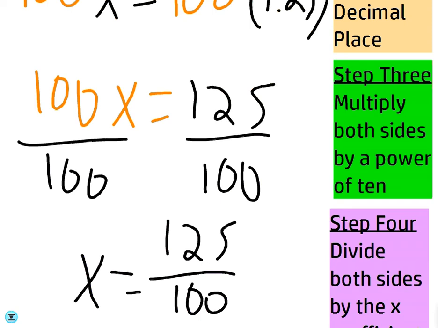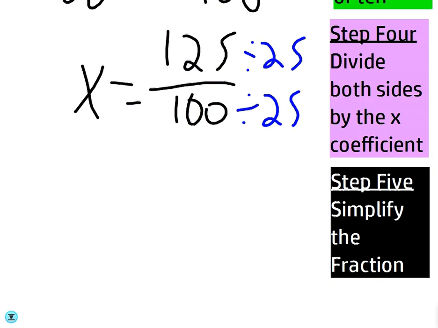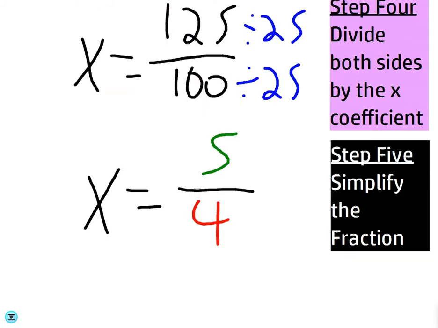All right, what's the GCF of 125 and 100? Anybody? 25, good. So divide the top and bottom by 25. What's 125 over 25? 5, right? And 100 over 25 is 4. So the final answer is 5/4. So that means that 1.25 is equal to 5 over 4.